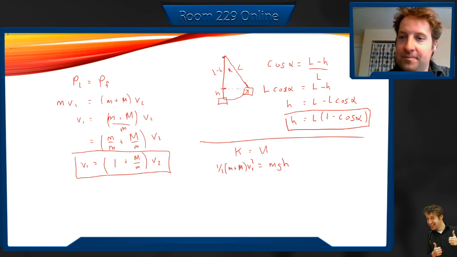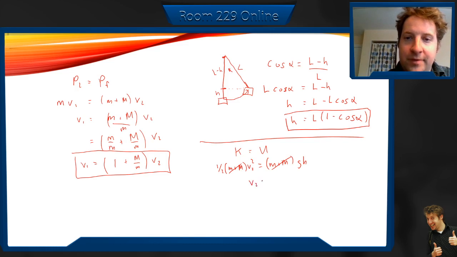Oops, I made a mistake. Remember, it's the whole thing, so that's little m plus big M times gh. And nicely, things cancel. So V2 is the square root of 2 times g times height. We know that, we've seen that expression before.